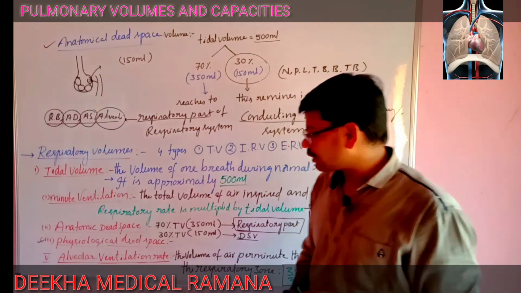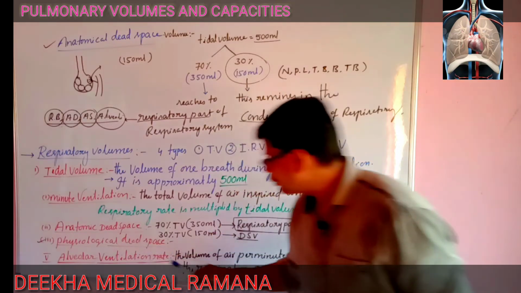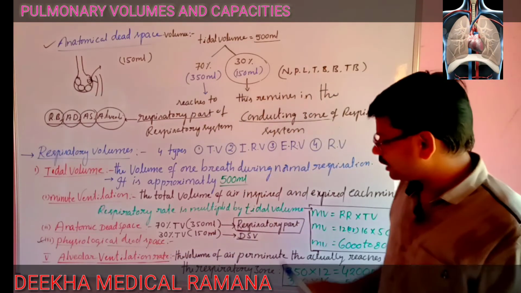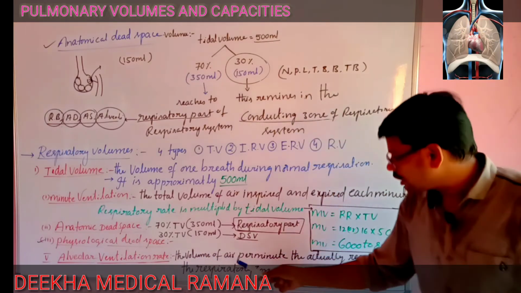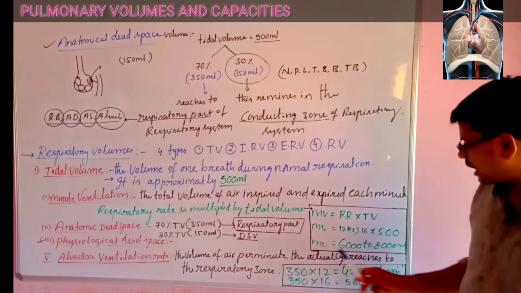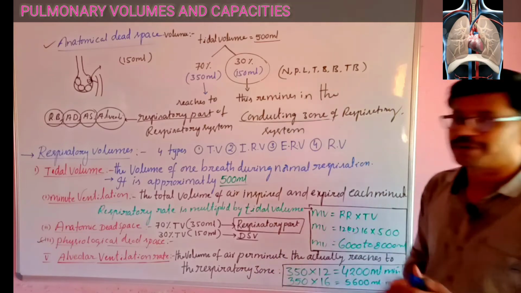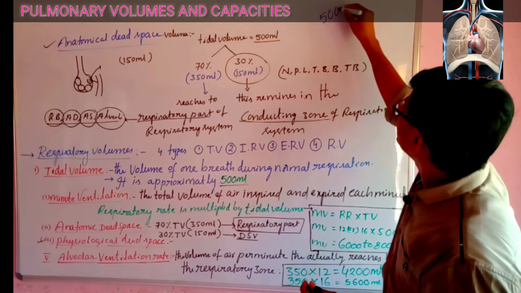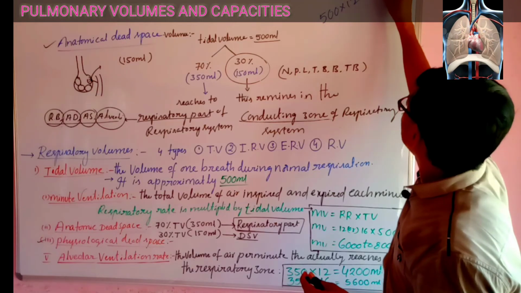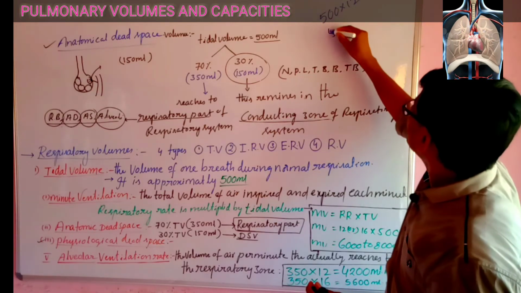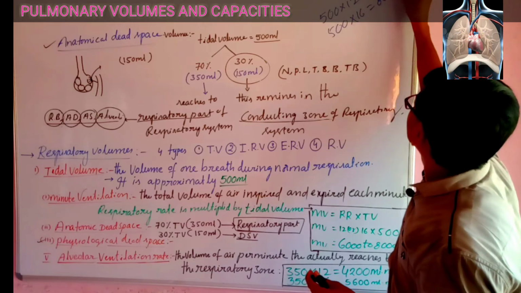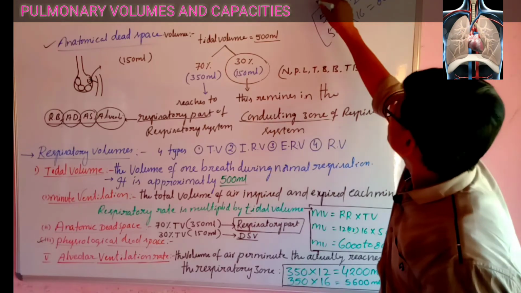And last and final, we are going to explain alveolar ventilation rate. What is meant by alveolar ventilation rate? Alveolar ventilation rate is the volume of air per minute that actually reaches the respiratory zone. Very important. Till now we have calculated 500 into 12, that is 6000, or 500 into 16, that is 8000. But this is about the total tidal volume.